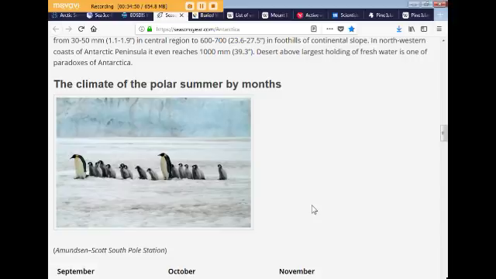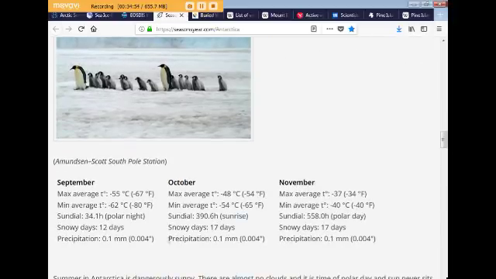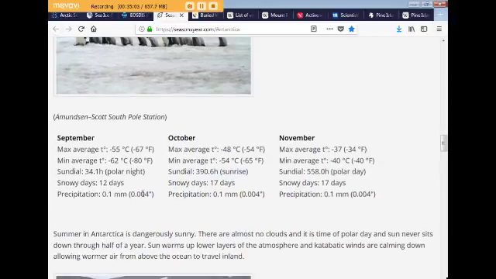And now we're going to look at the climate of the pole by months. So their spring starts in September: September, October, November. And so this is at the end of their winter, and when the sea ice should be the greatest, at the thickest and the greatest extent, starting in September.